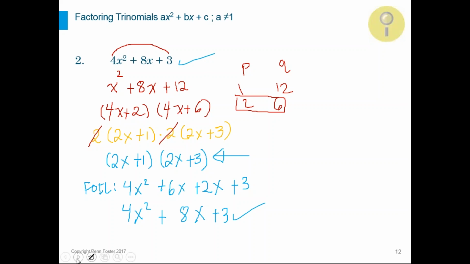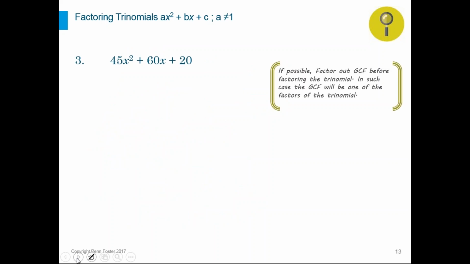Okay, let's do another example with big numbers and see if that method will stay valid. 45x squared plus 60x plus 20. Come on, if you're going to do the trial and error method, how many factors do you have for 45? And you have to mix and match with the factors of 20. That would be an endless amount of work. If you did it correctly, you'll be able to find the answer. But let's do our method.